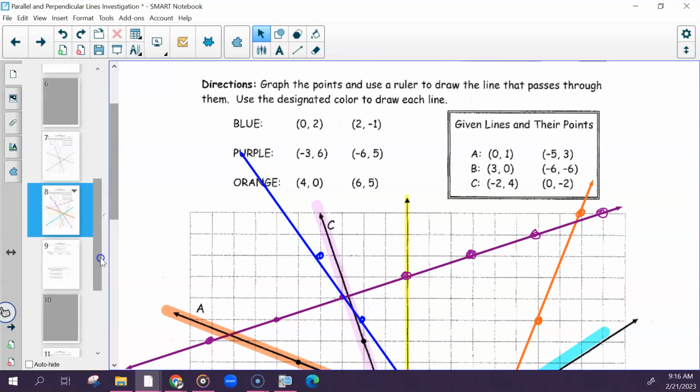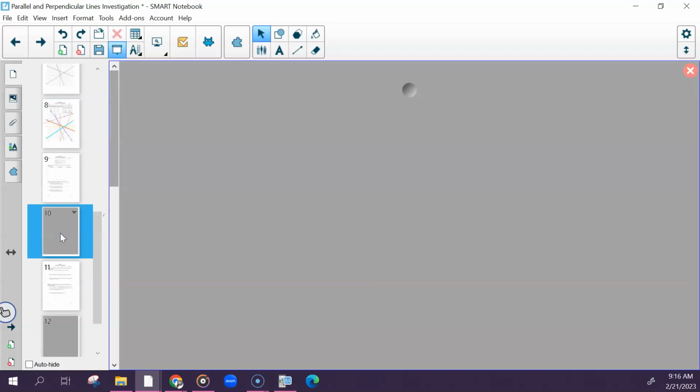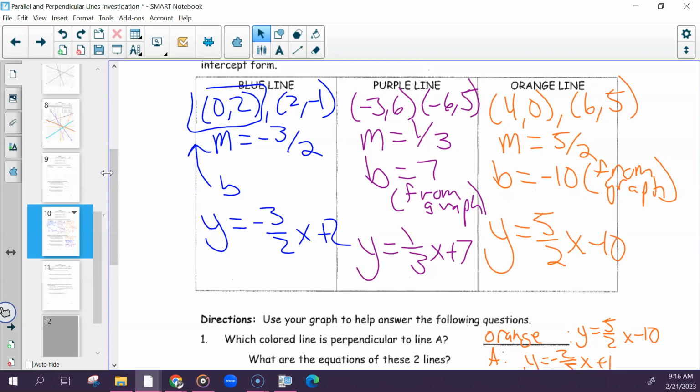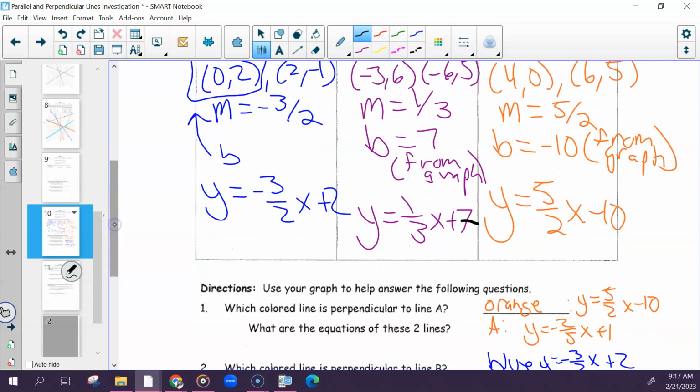Here are the equations you should have gotten, whether you did that algebraically or from the graph. Blue was y equals -3/2x plus 2. Purple, y equals 1/3 x plus 7, sorry. And then orange, y equals 5/2x minus 7.